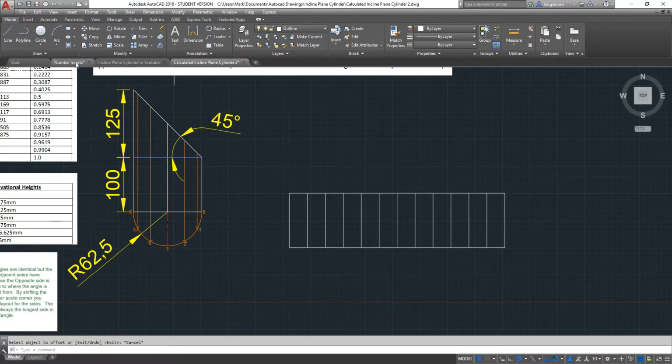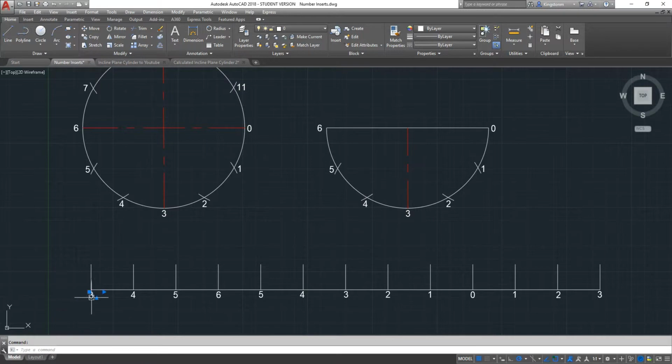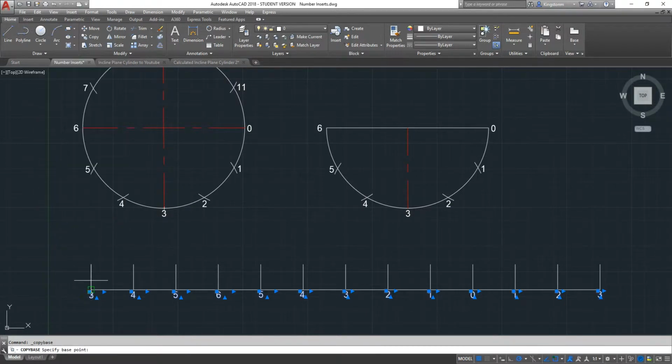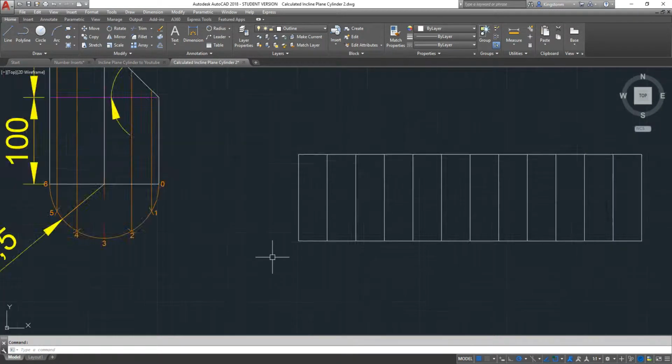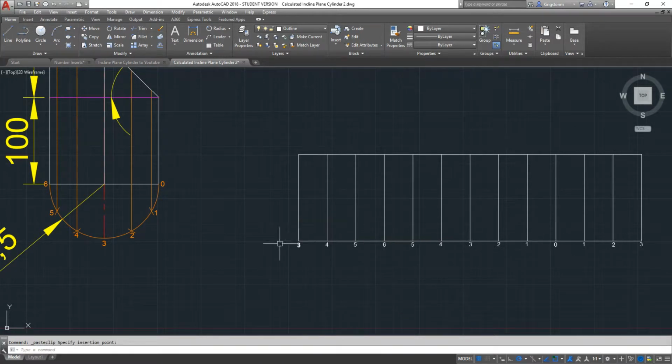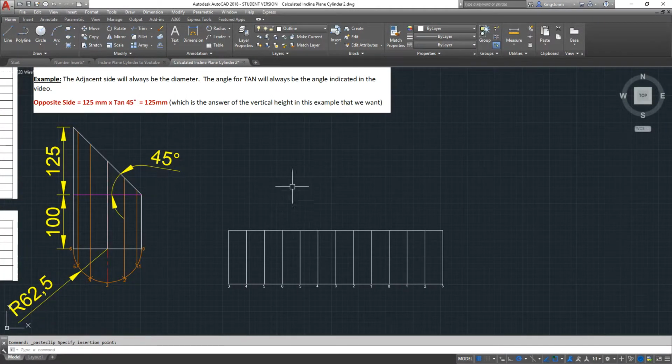I'm going to number these, so I've got another drawing here with number inserts on it to try and speed this whole process up for you, because it'll just take too long otherwise. So I'm doing a fishtail pattern, copy with a base point, which is that point there, go into my drawing, paste it. So there's my numbers for rolling it out.